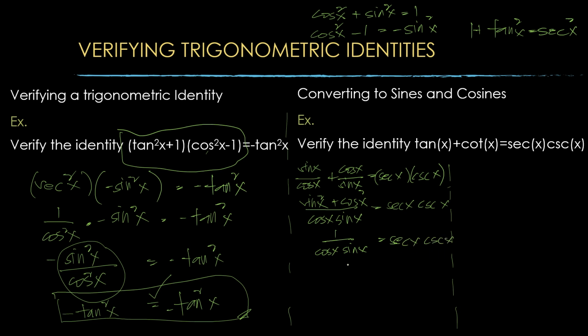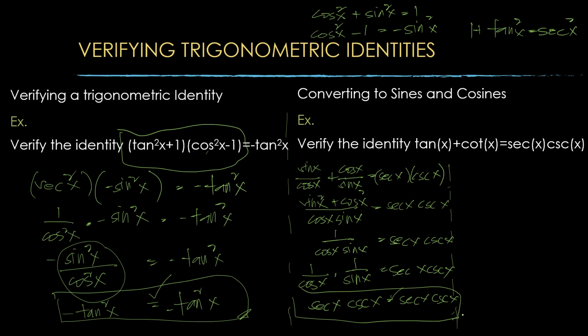Okay? And this one, you can separate it. 1 over cosine x times 1 over sine of x is basically the same as secant of x cosecant of x. What is 1 over cosine equal to? Secant of x, right? And what is 1 over sine equal to? Cosecant of x, right? They are indeed the same. That's how you prove it. How about if you try to start at the right side?